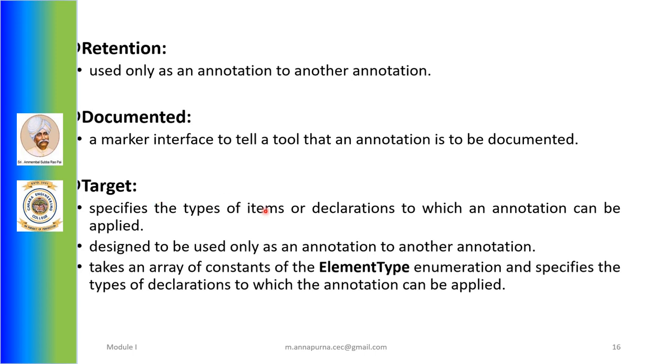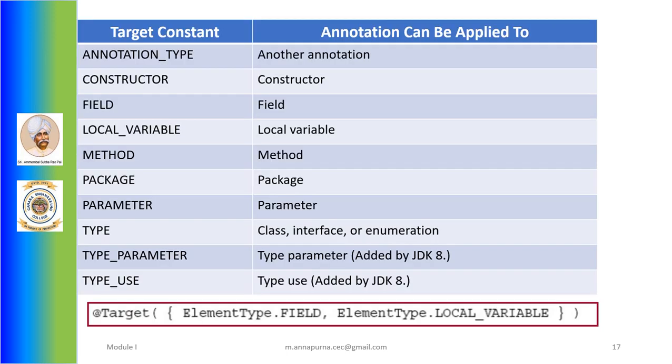The third built-in annotation is @Target. The @Target annotation specifies the types of items to which an annotation can be applied. It is designed to be used only as an annotation to another annotation. The @Target annotation takes one argument, which is an array of constants of the ElementType enumeration. This argument specifies the types of declaration to which the annotation can be applied.